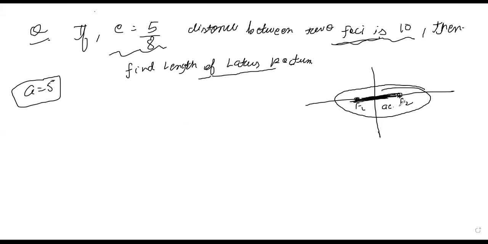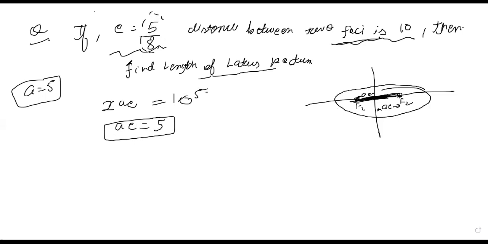Similarly, on the back side, AE. So the total distance between focuses will be 2AE, which is given as 10. And AE will equal 5, so 2 times 5 is 10. Now we have given E as 5 by 8.